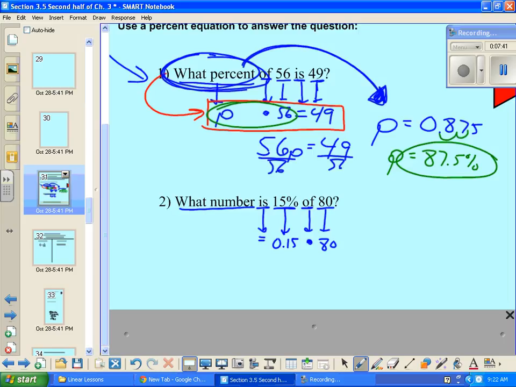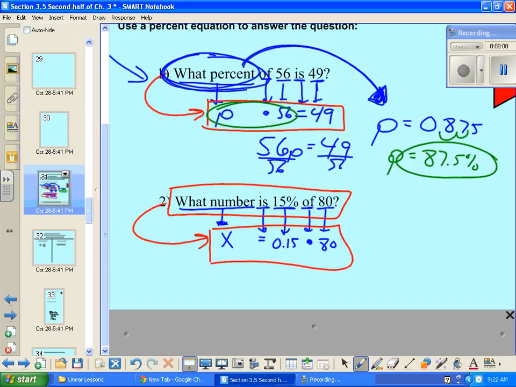My last thing up here is what number. So again, that's like my variable. That's my x, I could say, or whatever variable you want to put in there. But that's my unknown. That's what I'm trying to find. So again, notice how easy this setup is for these problems. Here was my sentence that it gave me. There's the equation. Everything drops down right in line. However it reads, that's where everything fits in my equation.